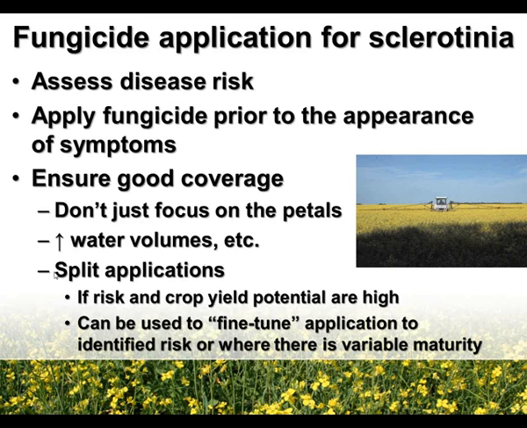Split applications can be quite useful. If you're in that 50 to 70 bushel per acre range, you're in the Red River Valley, you're in maybe that Edmonton area, or an area where you've got a lot of moisture, and you've got a very high disease pressure, you may want to go in twice in that crop. The split applications are useful because they allow you to fine-tune your application depending on the identified risk. So if you're not sure that you've got a huge risk, you can go in with a reduced rate of chemical depending on the product that you're using.